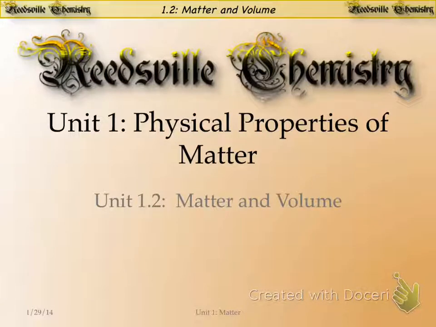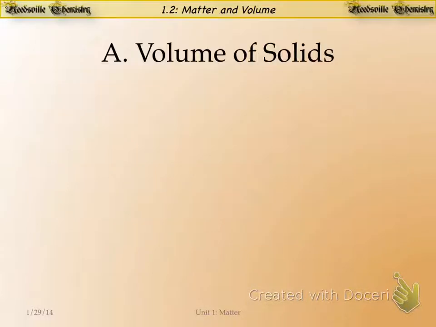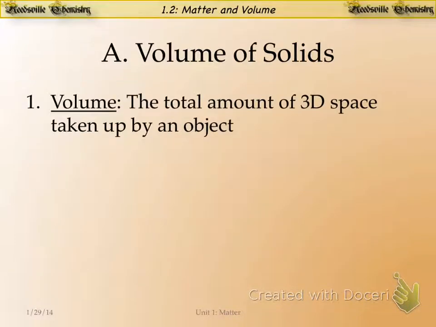Okay, so this is section 1.3, matter and volume. Our second definition that's going to help us build our model of matter is volume, a term that you're probably familiar with, but one that we have to take a closer look at down at the molecular level to actually understand what we mean by volume. So let's first take a look at finding the volumes of solids.